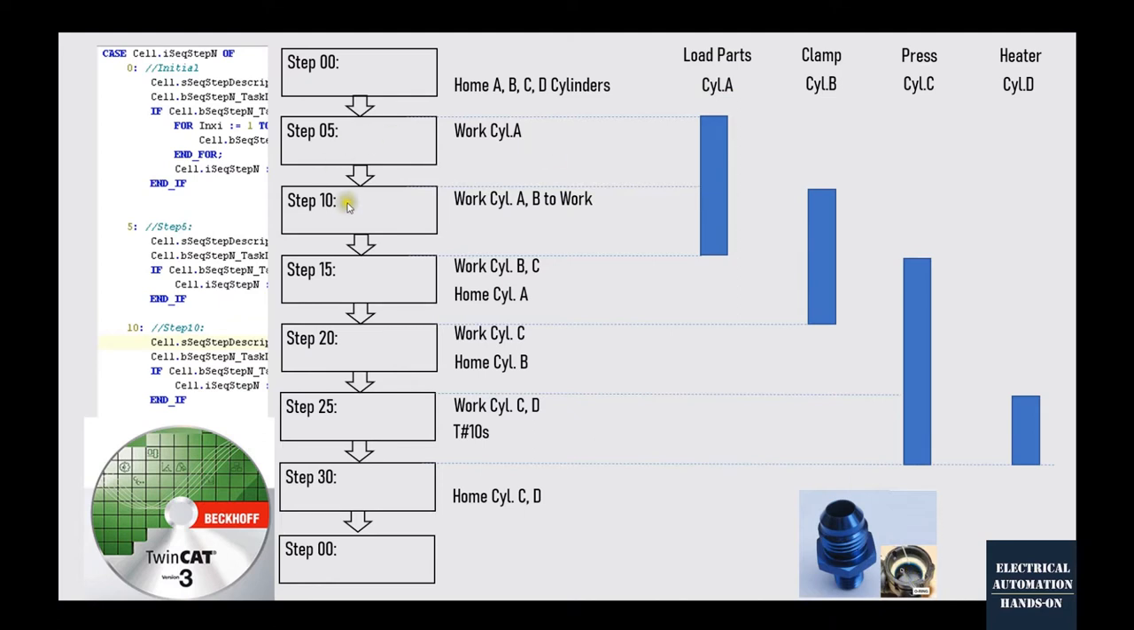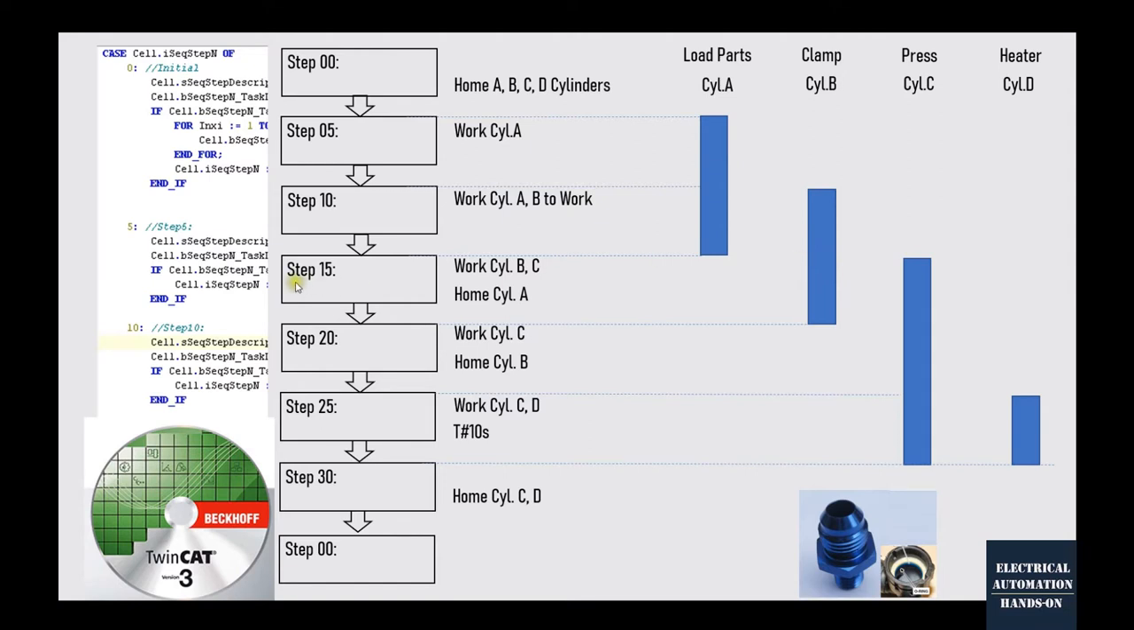After this, we move to step 10. At step 10, we work this clamp, allowing this clamp to hold this part. And once the clamp reaches the work position, we move to step 15. At this step 15, we need to home cylinder A, retract cylinder A back home. And meantime, this clamp B is still at work to hold this part.